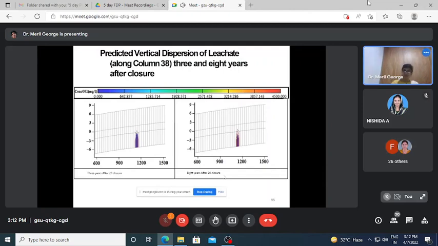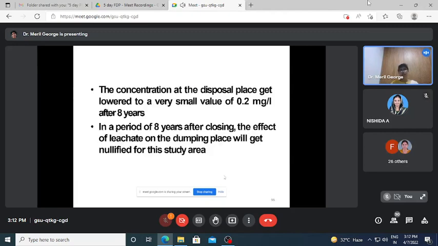So this, I have already said, is due to the infiltration of surface water through the soil, and the concentration at the disposal place gets lowered to a very small value of 0.2 milligram per liter after 8 years. So in the period of this 8 years after closure, the effect of leachate on the dumping place will get nullified for this particular study area. We cannot generalize this result, it is for this particular study area.